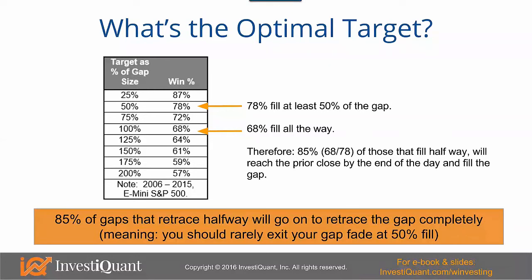And actually, I should back up, 30 to 40%. Depends on how volatile the market is. The Russell does a little bit better, for example, with a 40% stop. But again, it doesn't impact your profitability. It only impacts your win rate.